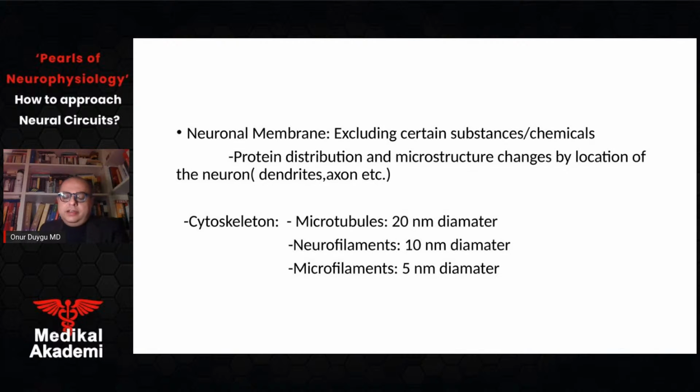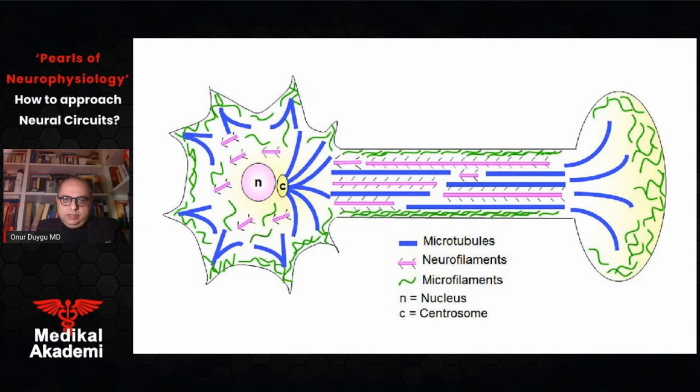How about the cytoskeleton? The cytoskeleton includes three components. One is microtubules, which are 20 nanometers in diameter, and neurofilaments, which are 10 nanometers in diameter, and microfilaments, which are the smallest, 5 nanometers in diameter, which are very important for your board purposes and your clinical lab practice. These are the shapes of microtubules and neurofilaments. Here, as you see, the neurofilament structures, and the microfilament structures, and the centrosome structures in the central area of the neural structure, the soma.